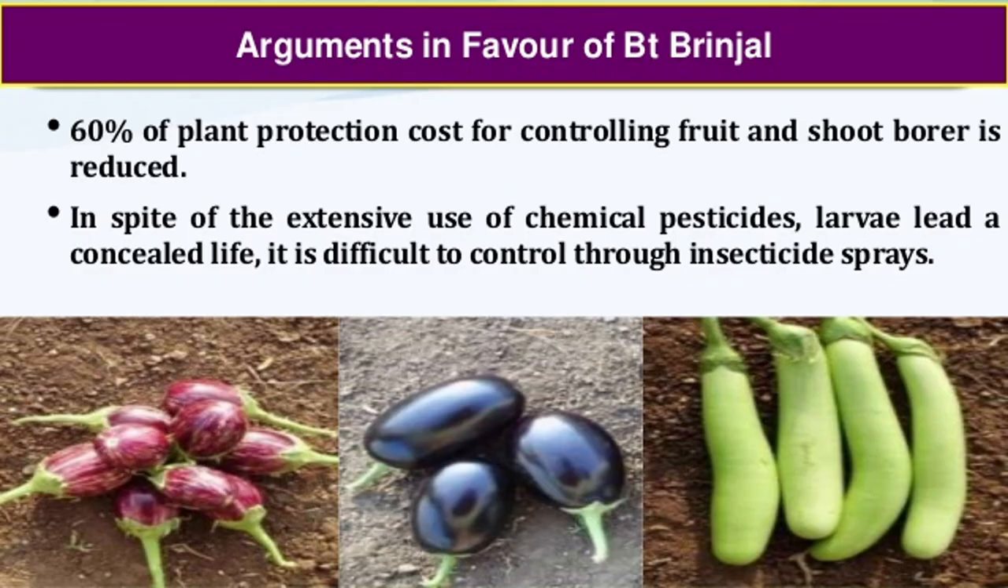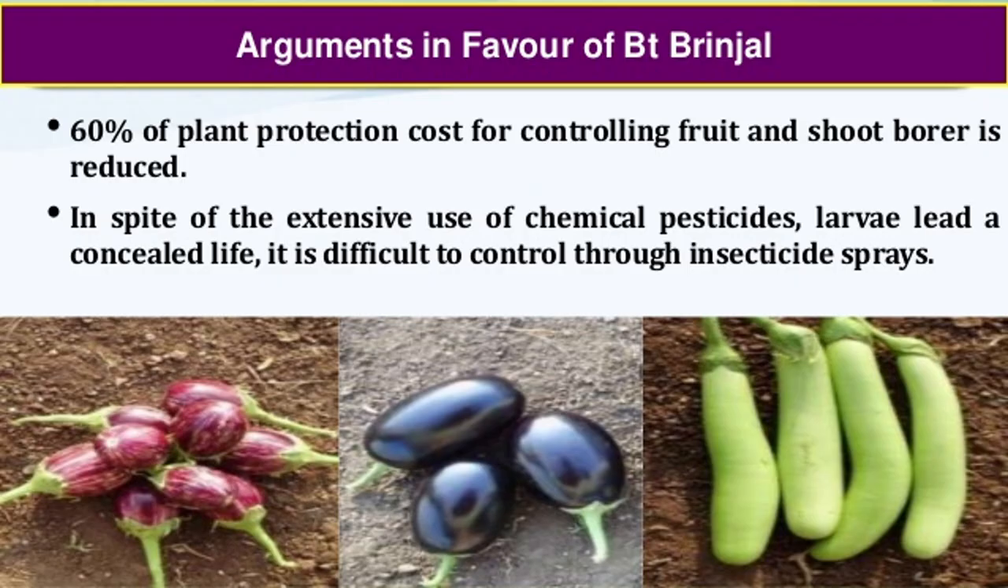So similarly, besides BT cotton, which is the only transgenic plant approved in India, other plants have been developed. You can see here BT brinjal also. Once you use BT brinjal, around 60% of the plant protection cost for controlling the fruit and shoot borer is reduced. The fruit and shoot borer is the main pest for brinjal.